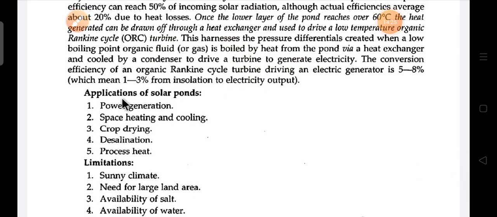Now see the applications of the solar pond. This solar pond is used in power generation, space heating or cooling, crop dryers, distillation and process heating.